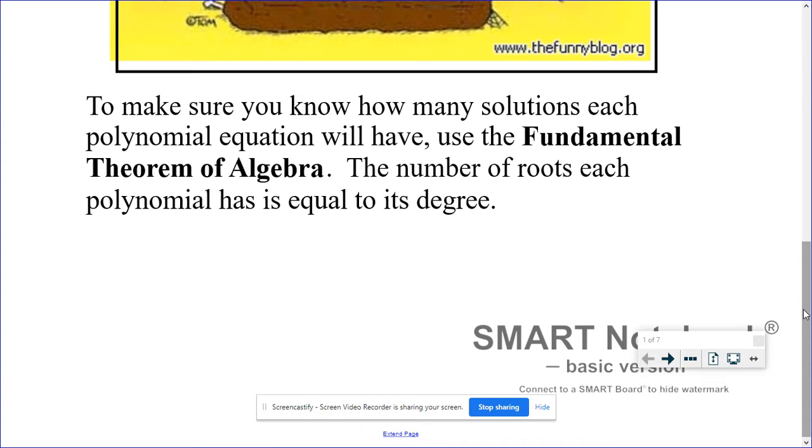So the first thing we're going to do is define the fundamental theorem of algebra. To make sure you know how many solutions each polynomial equation will have, you use the fundamental theorem of algebra. And that is that the number of roots each polynomial equation has is equal to its degree. So, for instance, a third degree polynomial will have 3 solutions. Fourth degree will have 4 solutions, and so on. That's the fundamental theorem of algebra.